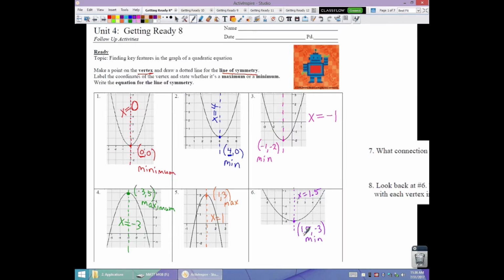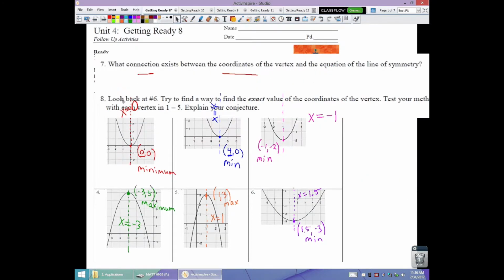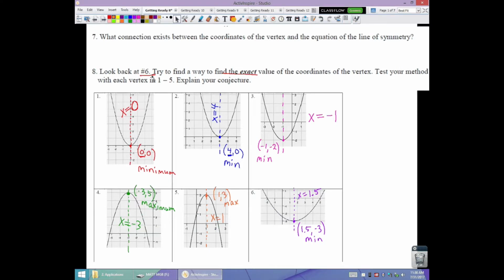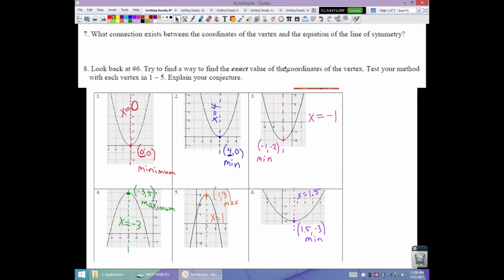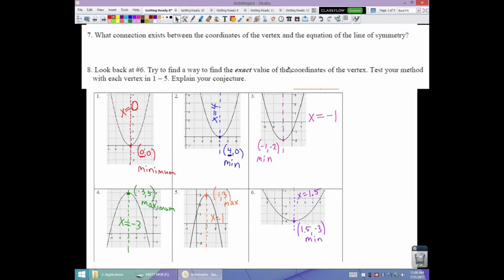Now, we are going to come up with a way to identify that in a more certain way in a moment. So questions 7 and 8, I wanted to use the graphs that we just looked at here, so I'm bringing those questions into this page. What connection exists between the coordinates of the vertex and the equation of the line of symmetry? Well, we said that over and over as we did these. The x coordinate of the vertex is the same number we use when we write the equation for the line of symmetry.